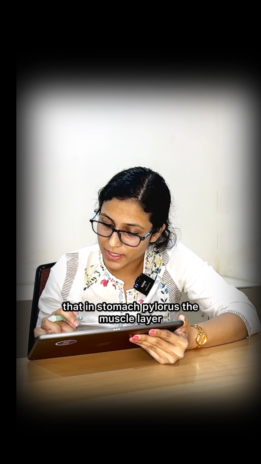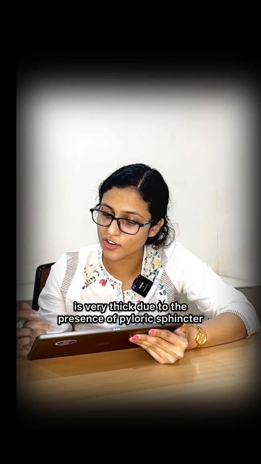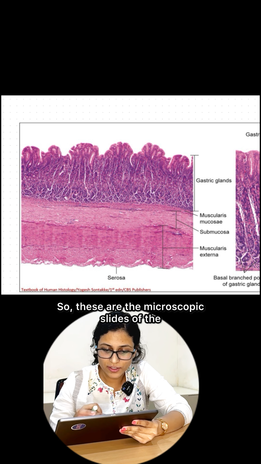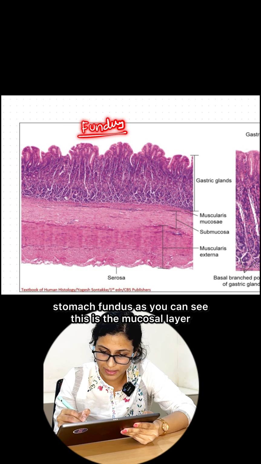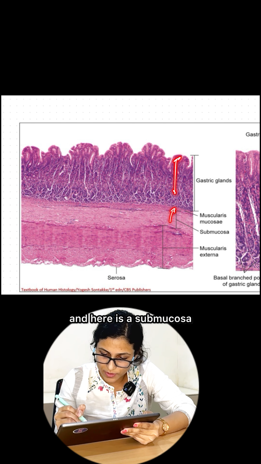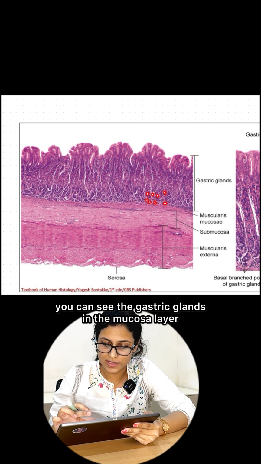fundus, except that in stomach pylorus the muscle layer is very thick due to the presence of the pyloric sphincter. So these are the microscopic slides of the stomach fundus. As you can see, this is the mucosal layer, and here is the submucosa, and this is the muscularis externa. You can see the gastric glands in the mucosal layer.